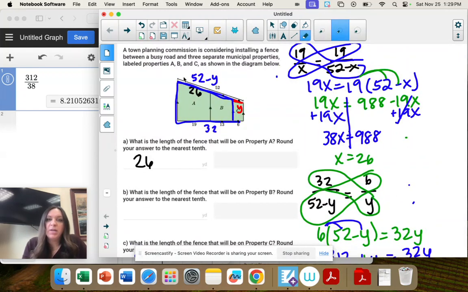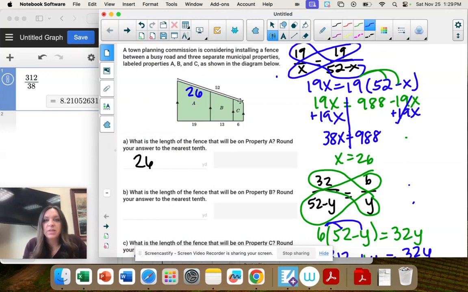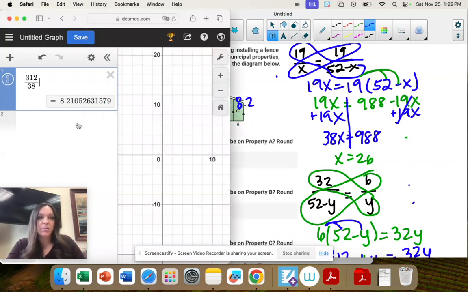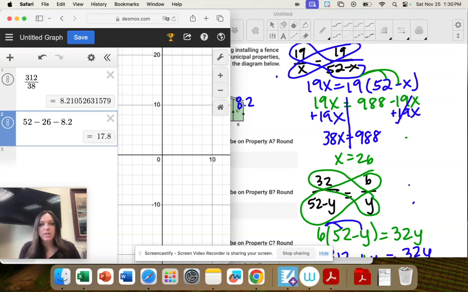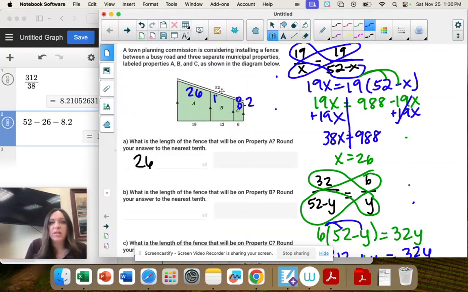All right, so now I know this is 26. This is 8.2, and they all add to 52. So to find the middle, I'm going to take 52 minus 26 minus 8.2. And now I can get B in the middle is 17.8.